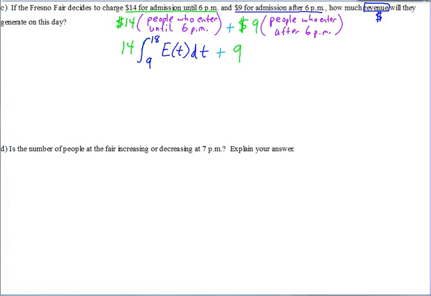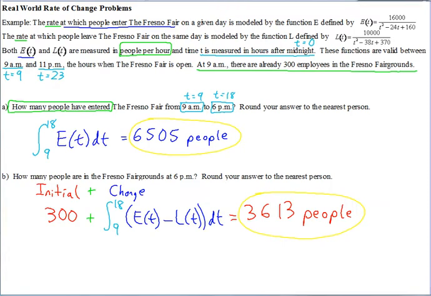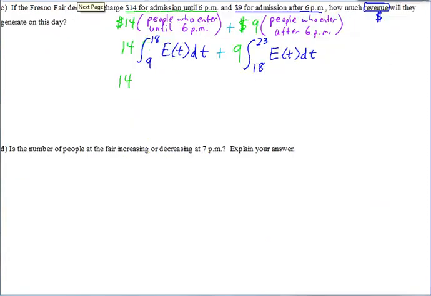So 9 times, and 12 people who enter after 6 p.m. would be starting at 18, which is 6 p.m. And remember, the park closes at 11, which is 23. Equals 23, 11 p.m. And again, they just pay when they enter, so just EFT. So you have 14 times, that integral might look familiar because we already worked it out in part A, that was 6,505. And again, we're going to round it to the nearest person, because part of a person doesn't pay part of the admission. So 6,505.